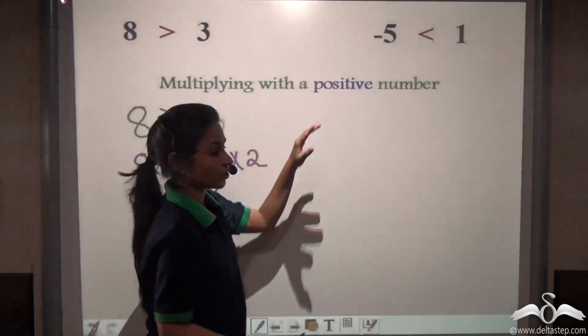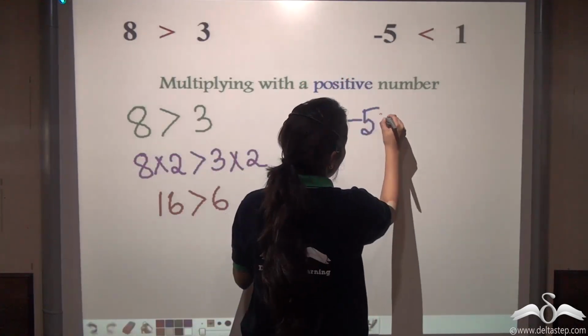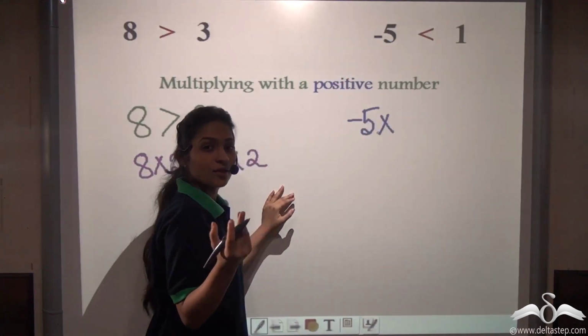What about this inequation? Multiply it with any other number, say 3.